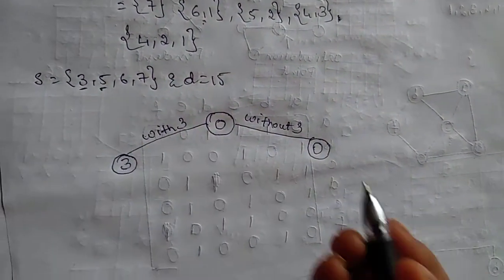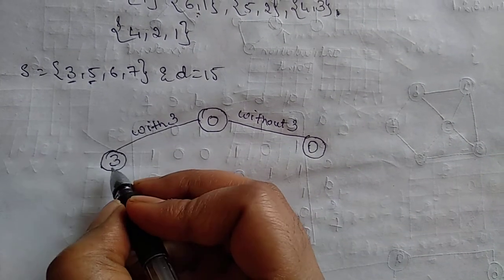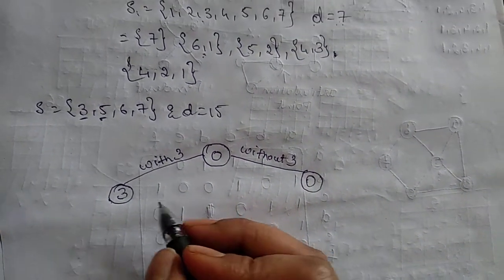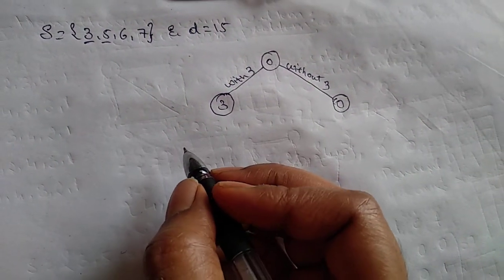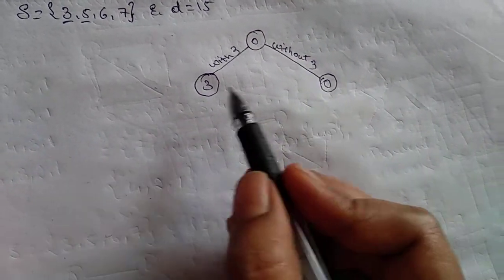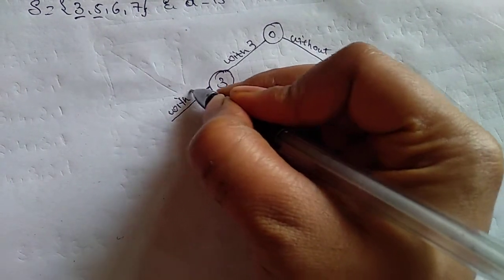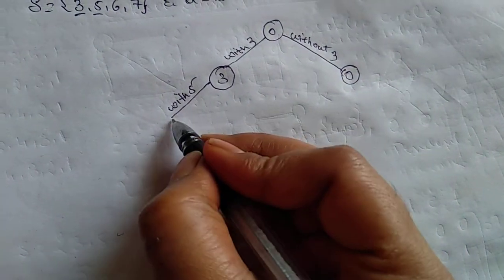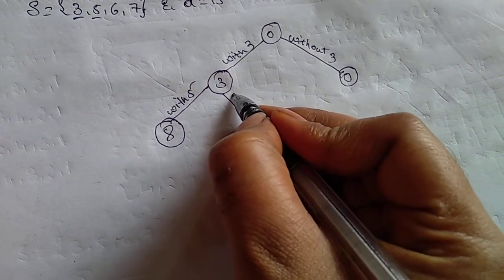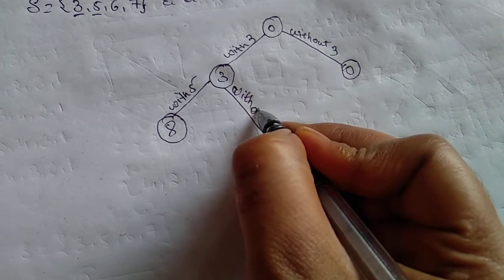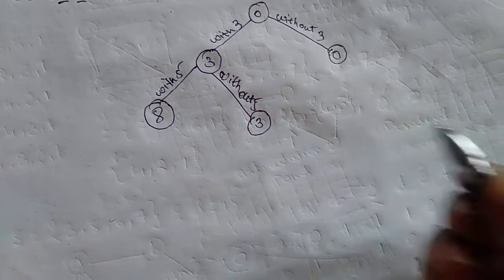Next digit is 5. Here also you have to take with 5 and without 5. So next digit I'm taking 5. Both the sides, inclusion and exclusion. With 5, that is add 5 to 3. How much will you get? 8. Then on the left-hand side, without 5, I'm not adding anything to 3. Then it will remain as it is.